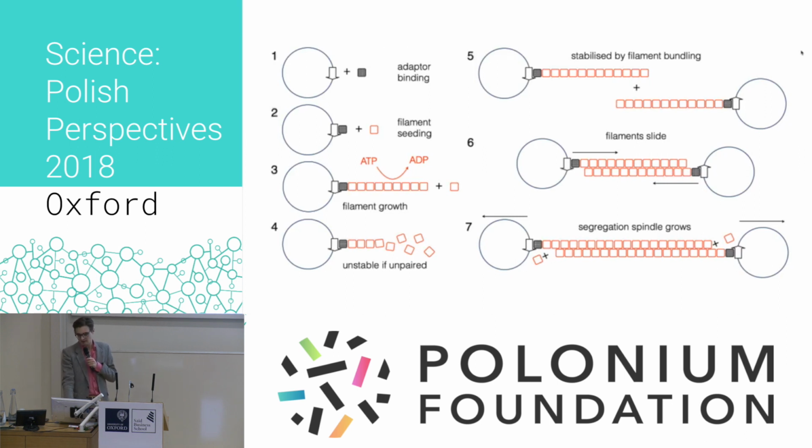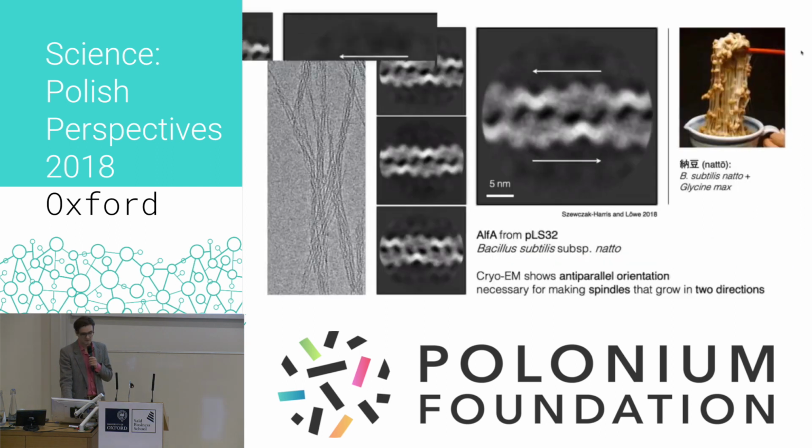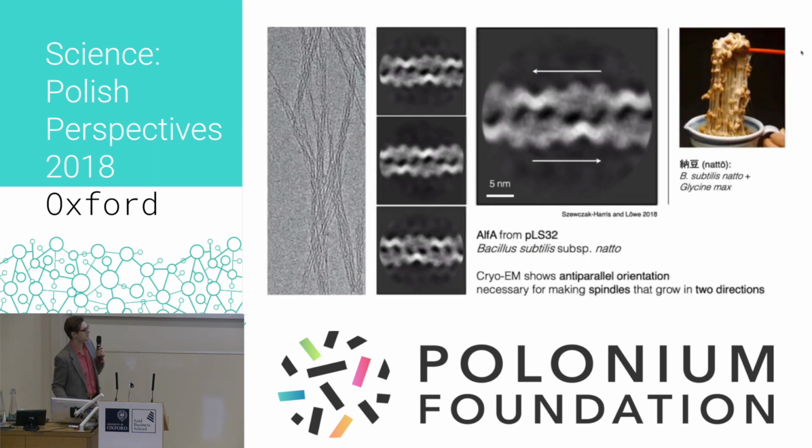So as I said, we can look at these with cryo-EM. So these are the bundle. We purified these filaments, in this particular case, from Bacillus subtilis subspecies natto, which is a subspecies of Bacillus subtilis used in fermentation of soy and making a Japanese speciality called natto. And the plasmid called pLS32 contains these filaments that form bundles.